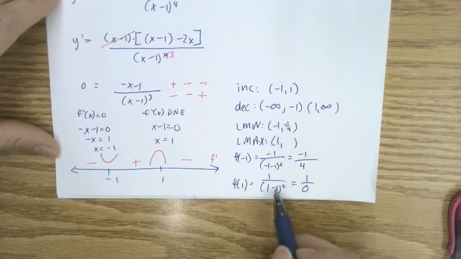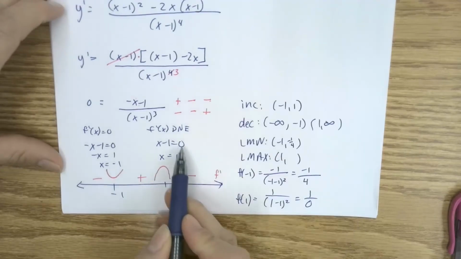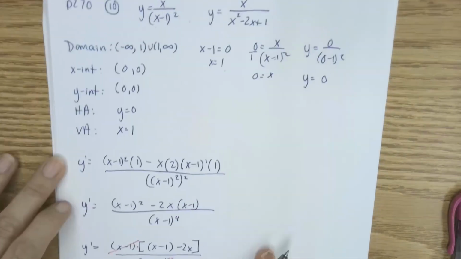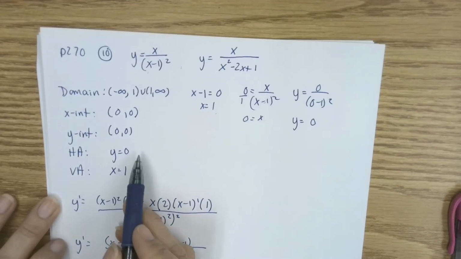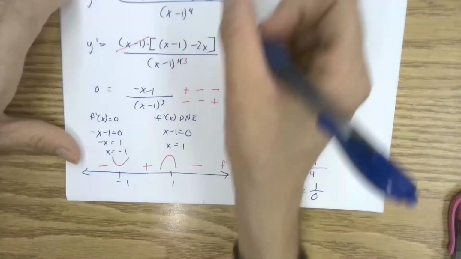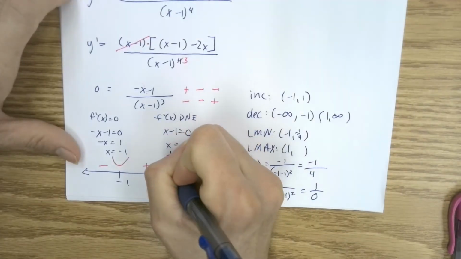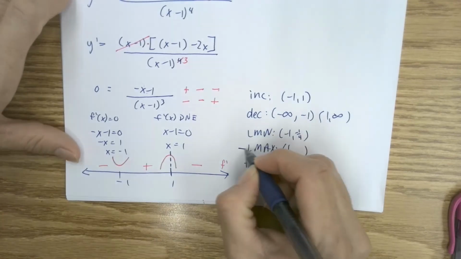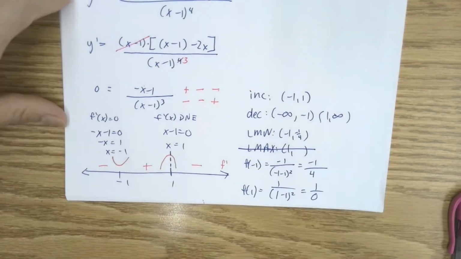Why is that happening? What's happening at 1? Remember, 1 came from when the derivative doesn't exist. Why does the derivative not exist? Remember, that's where our vertical asymptote was. That's also where we had a break in our domain. So if I go back to my number line, this was actually a vertical asymptote, not in fact a maximum like it looked like. So I'm going to cross off local max. We do not have a local max.